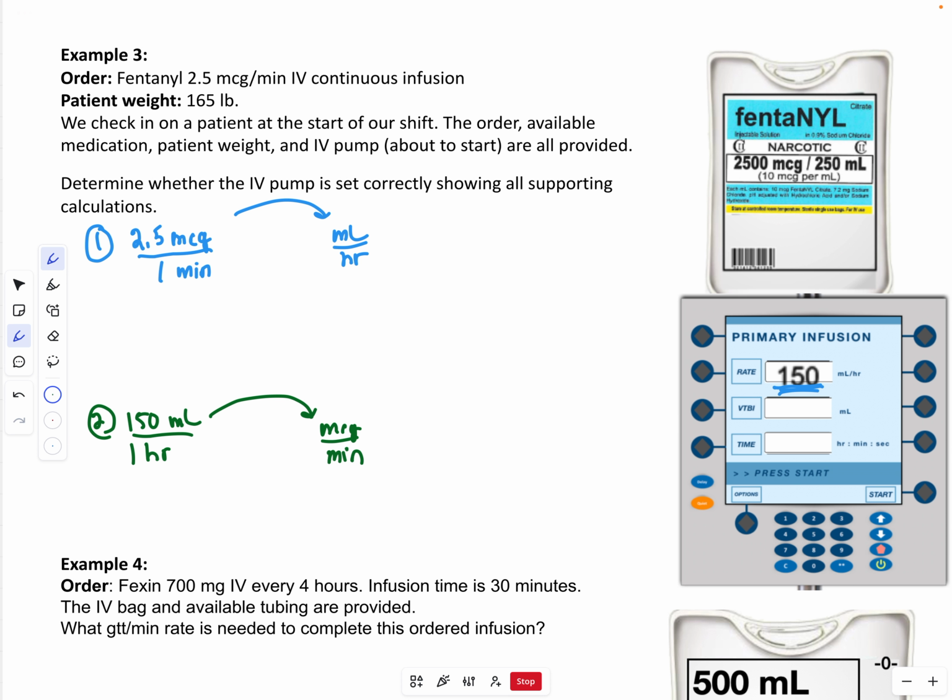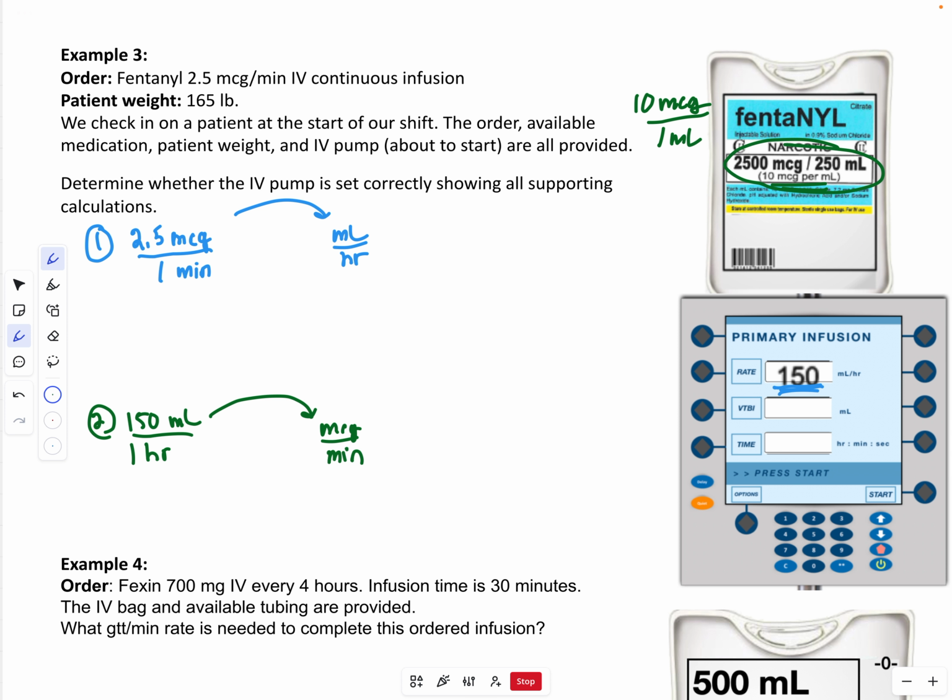We should be comfortable doing either one of these because they're both rate conversions. They require us to go from micrograms to milliliters, converting between mass and volume, and time, going between minute and hour. And we have to use the bag that is hanging. There are two ratios on here, and we looked at this bag earlier. We can use either one. I would encourage you to use the unit ratio of 10 micrograms per 1 mL, because if you're using the 1 mL, you're less likely to make a mistake in the multiplication.